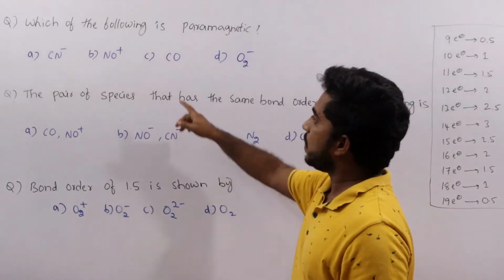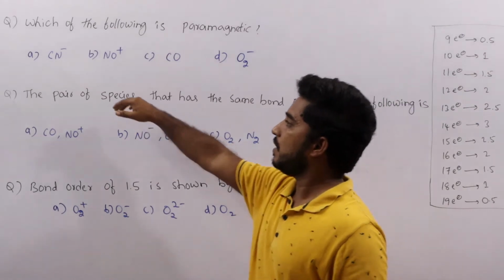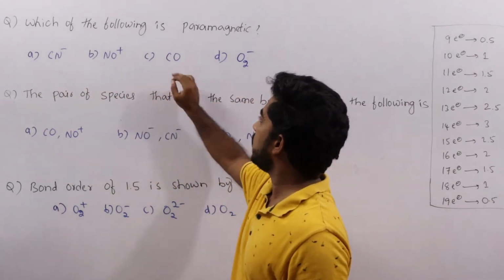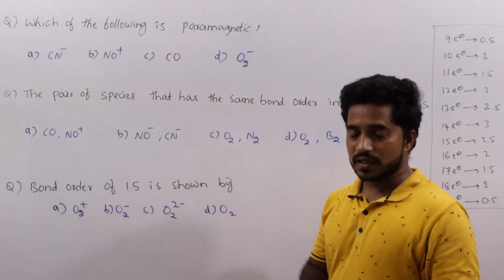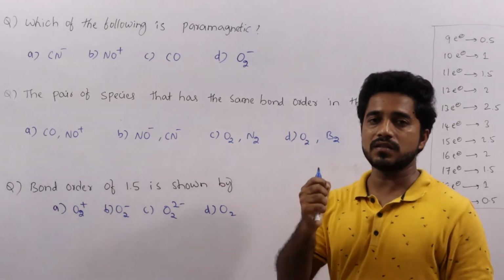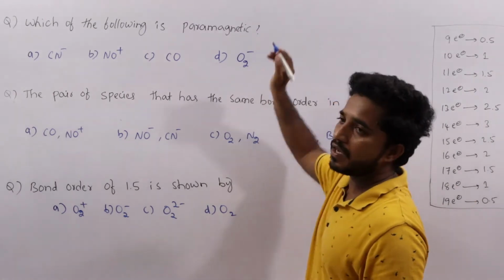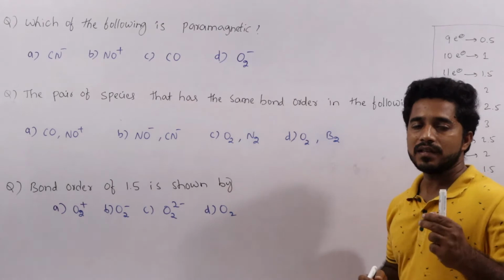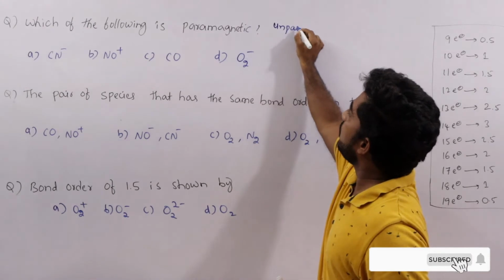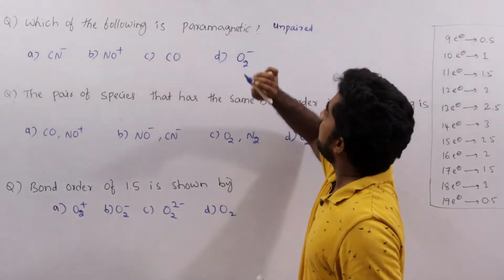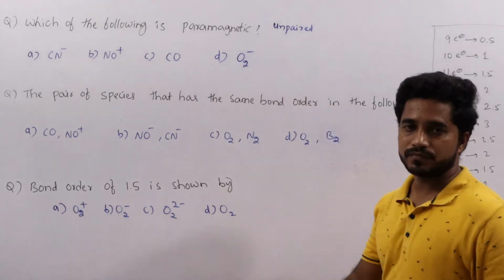Which of the following is paramagnetic? There are four options given: CN minus, NO plus, CO, O2 minus. To know the paramagnetic nature, the species should contain at least one unpaired electron. Paramagnetic nature is shown by the species which contain at least one unpaired electron. There should be at least one unpaired electron.